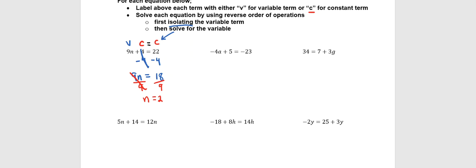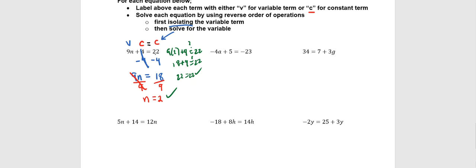Now, if I wanted to do a quick check, I could do 9 times 2 and add 4, and I'll check to see if that equals 22. Well, let's see. 18 plus 4, does that equal 22? 18 plus 4 is 22, equals 22, so check. So my answer is correct.